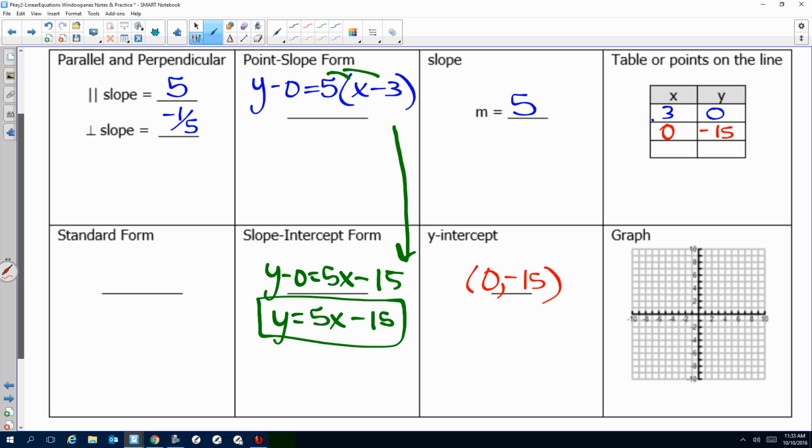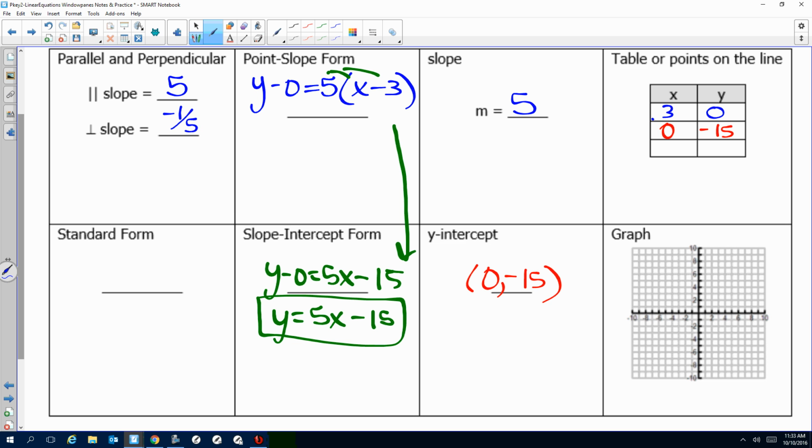Okay. Now I can graph what I know. My x-intercept is 3, 0, 1, 2, 3. I know I can't get to a negative 15, but I can use my slope of 5 to get an additional point. That means from my x-intercept, I can go up 5, 1, 2, 3, 4, 5, and to the right 1. And there's another point that would be on the graph from the equation. So what point would that be? 4, 5. Okay. Ooh, my line is off.